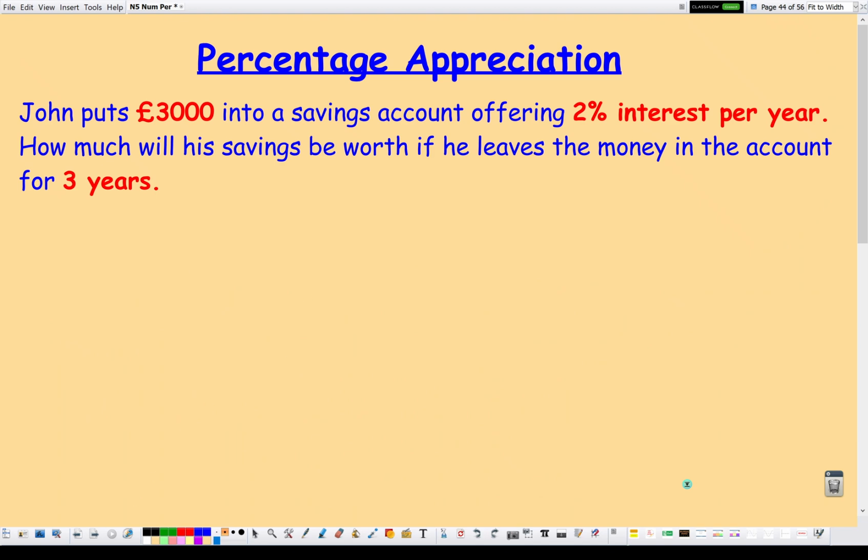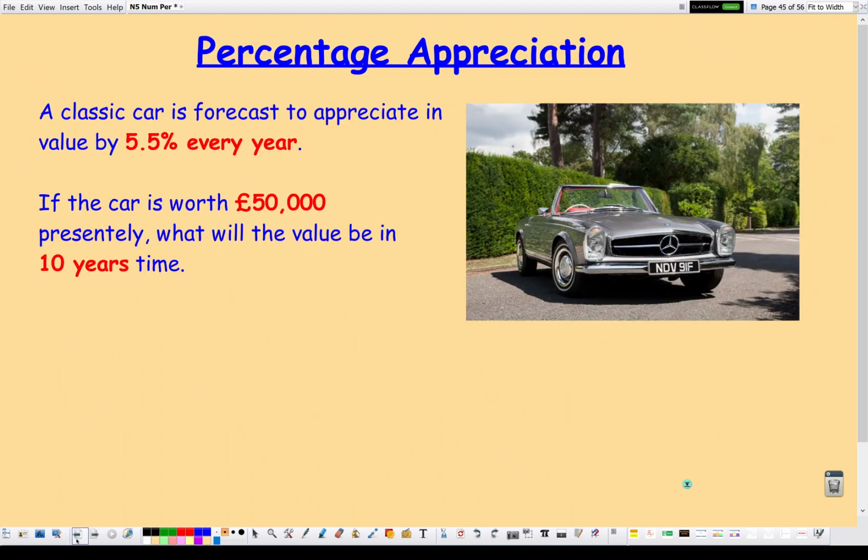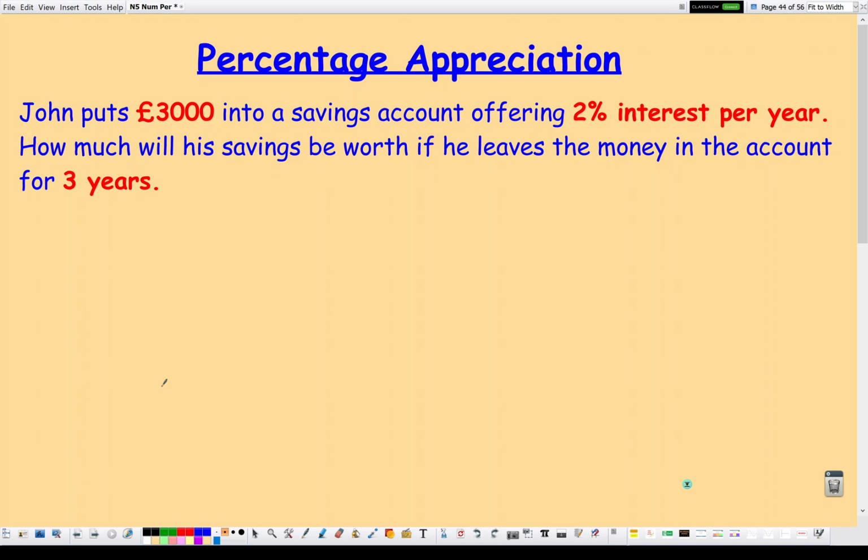I've got two more I want to show you. So just copy down these with me just now. John puts £3,000 into a savings account offering 2% interest per year. How much will his savings be worth if he leaves the money in the account for 3 years?